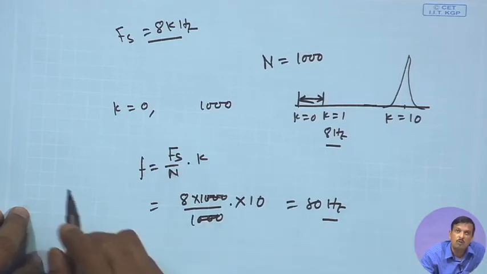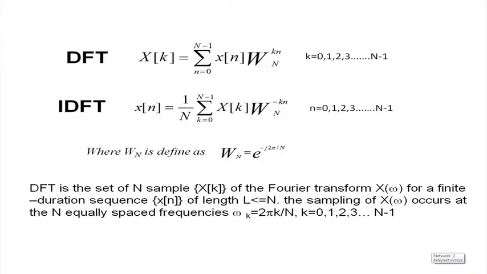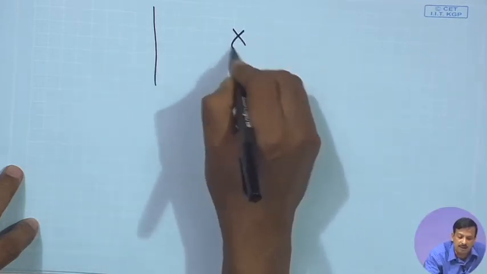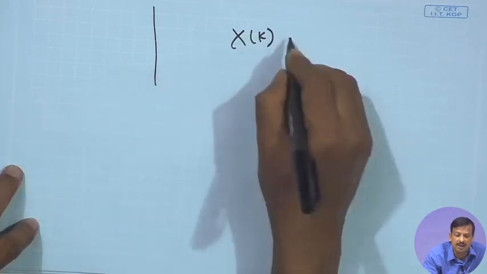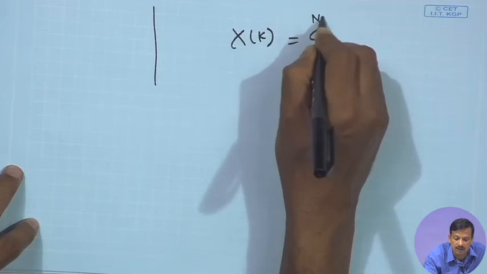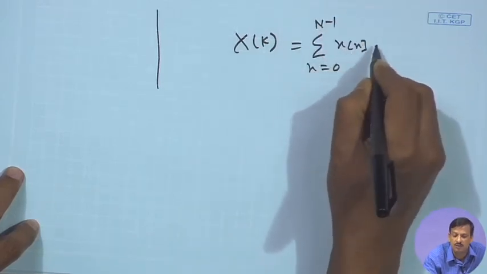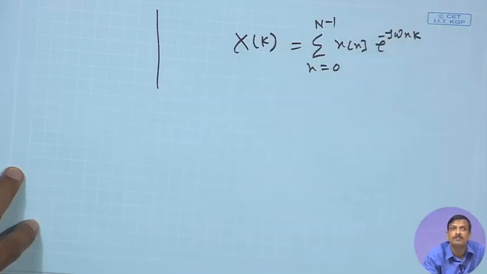Okay. So, once I want to draw a DFT, suppose I have done a DFT. Once I have done the DFT, I have X[k]. X[k] is nothing but the sum from n equal to 0 to N minus 1, where N is the DFT length, of x[n], the input signal, times e to the power minus j omega n k.